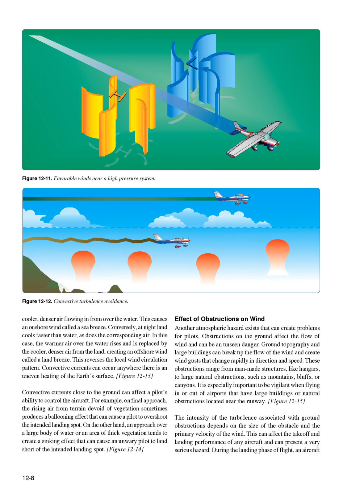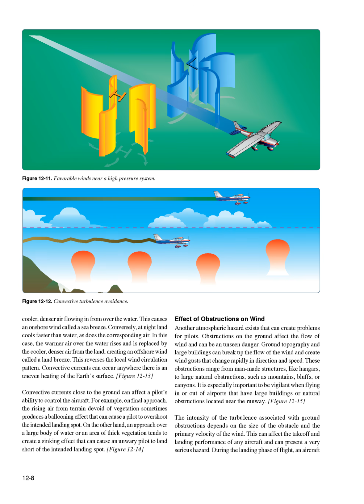Another atmospheric hazard exists that can create problems for pilots. Obstructions on the ground affect the flow of wind and can be an unseen danger. Ground topography and large buildings can break up the flow of the wind and create wind gusts that change rapidly in direction and speed.